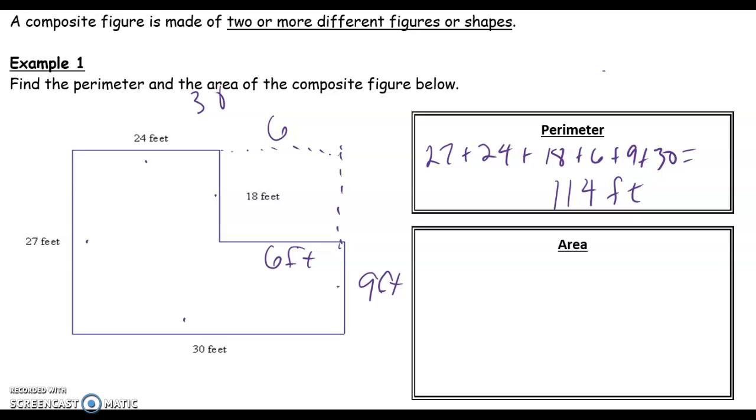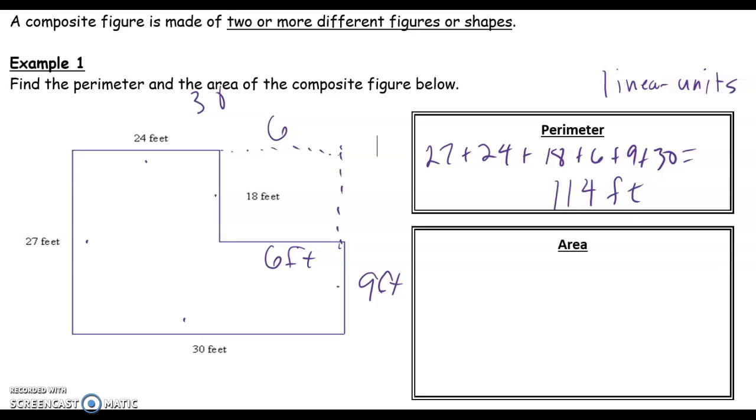Remember, perimeter is linear units, like feet, inches, meters, centimeters, miles. Okay? Not square units. So the next thing to do would be to consider, well, how do I want to break down this area situation?